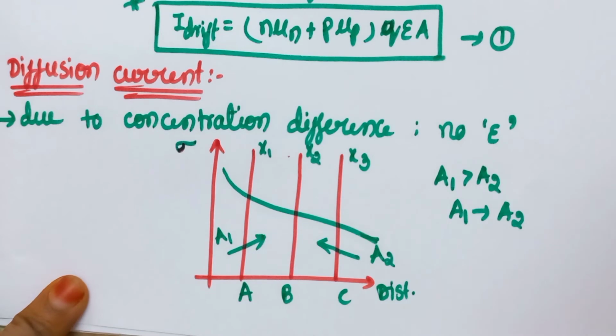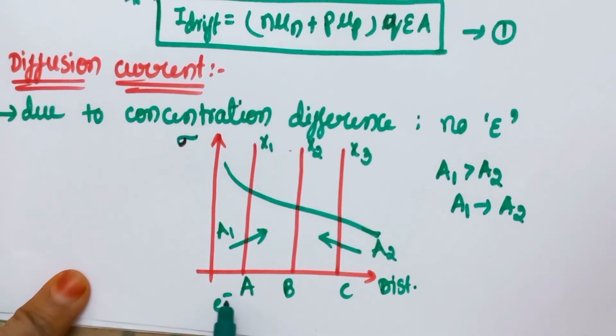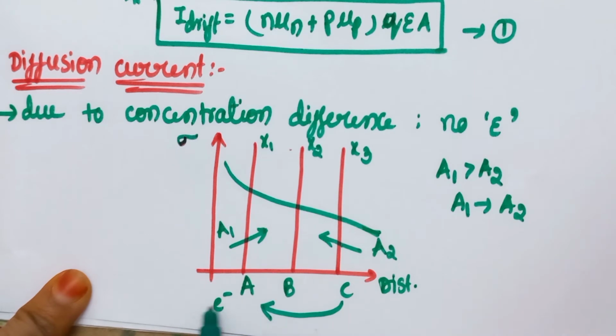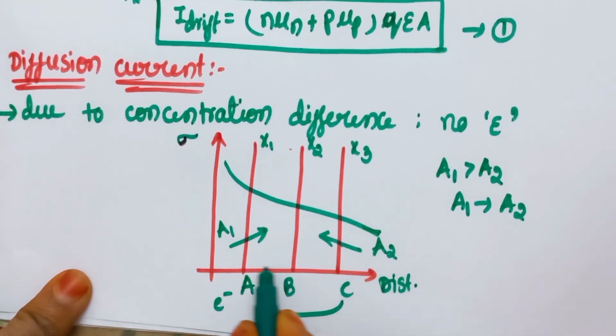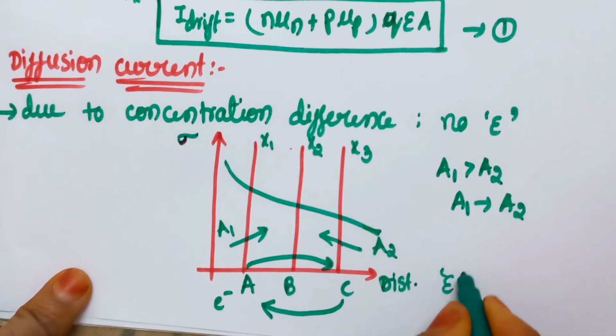If these charge carriers are free electrons, then the direction of current is from C to A. If the charge carriers are holes, then the current direction is from A to C. This current is called the diffusion current. It is independent of the applied electric field epsilon.